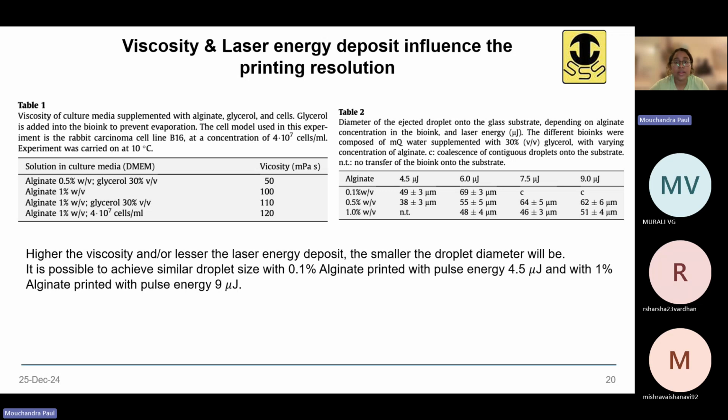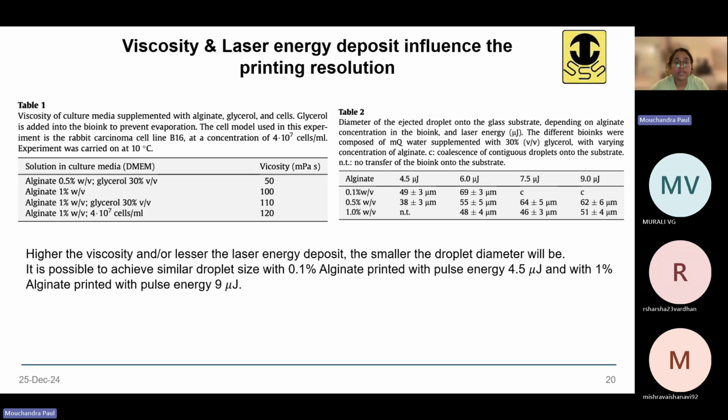And in table 2, you can see that they have measured the diameter of the ejected droplet on the glass substrate as a function of the laser energy with respect to the percentage of alginate they are using. Here there are no cells in the bioink. The bioink is only composed of different compositions of alginate mixed with 30% glycerol. So in all these concentrations, glycerol is there.